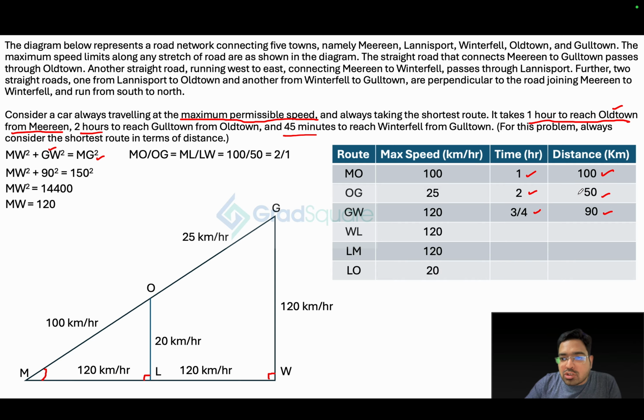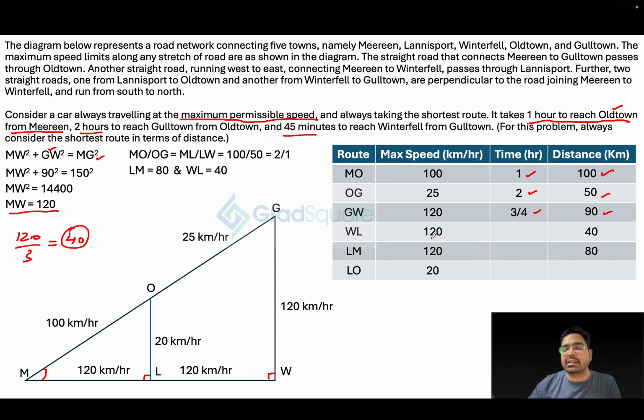OG is also something that we know, which is 50. So it becomes the ratio of 2:1. So MW must also be in the ratio of 2:1, and we have already calculated the value of MW as 120. So if I divide MW into 3 parts, 2 parts will be ML and LW will be 1 part. So 120 divided by 3 will give you what? 40. So each of these parts will be 40. ML will be 2 parts and LW will be 1 part. So 80 and 40 will be the lengths of LM and WL.